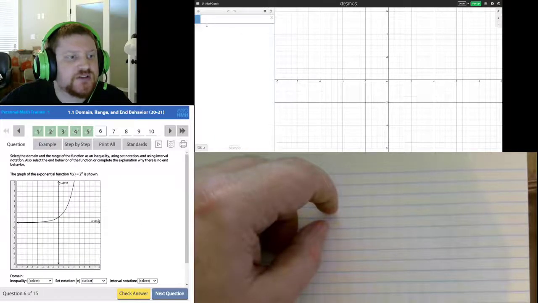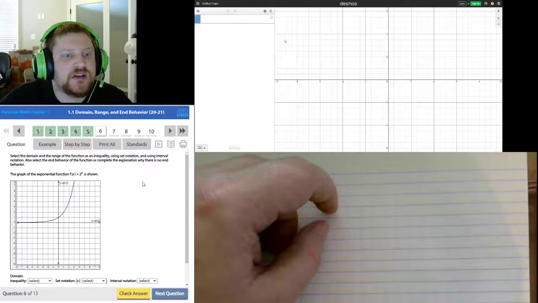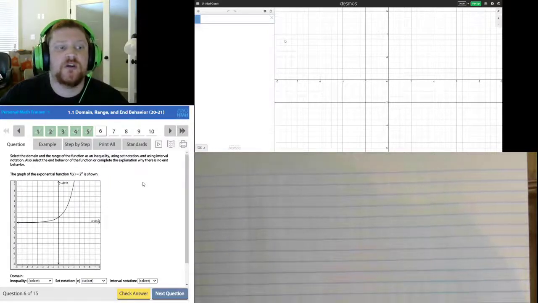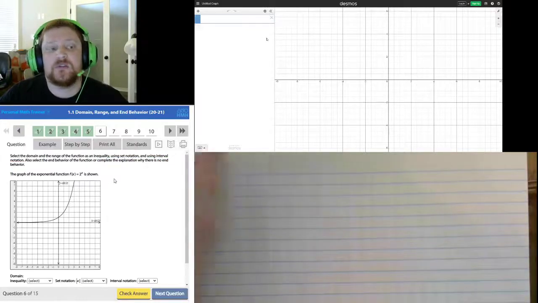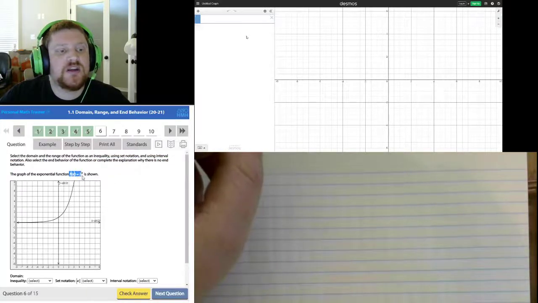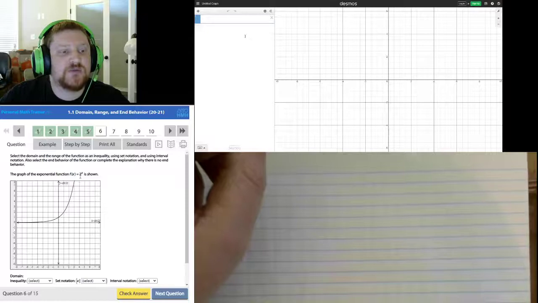Looking at number 6. Select the domain and range of the function as an inequality using set notation. So it's the same problem as before, different graph. However, it also does say to complete the explanation why there is no end behavior. So that may be something we see. They're giving us the exponential graph.